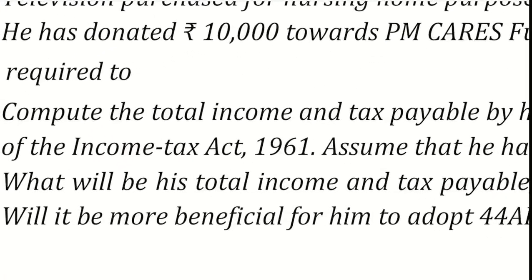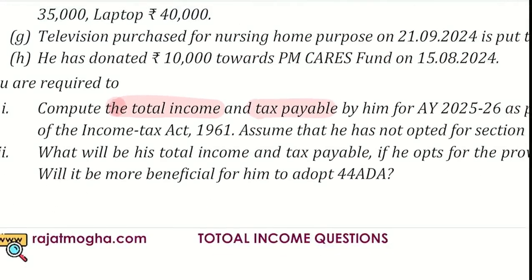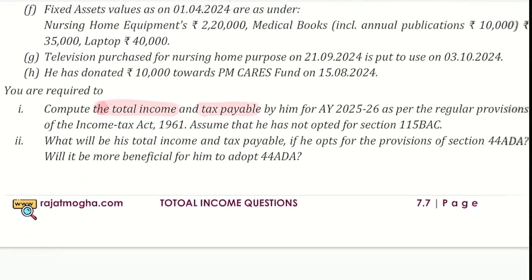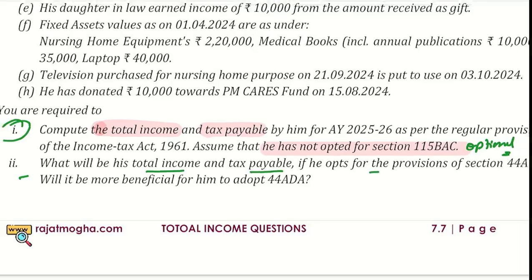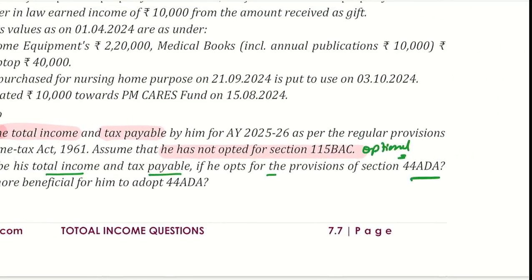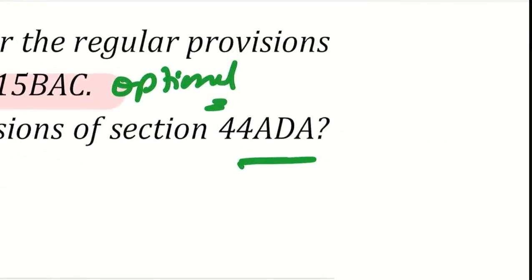So we need to calculate his total income. We need to calculate his tax payable as per the regular provisions of the Income Tax Act. Assume he has not opted for 115BAC, the optional regime. Okay. The second point says, what will be his total income and tax payable if he opts for the provisions of section 44ADA? Guys, what is 44ADA?